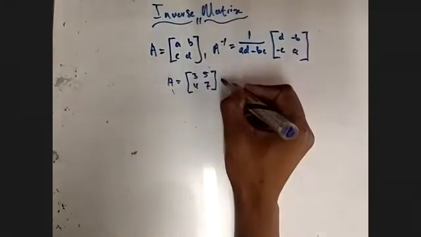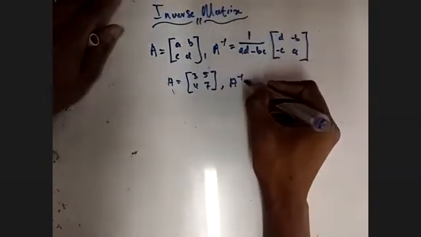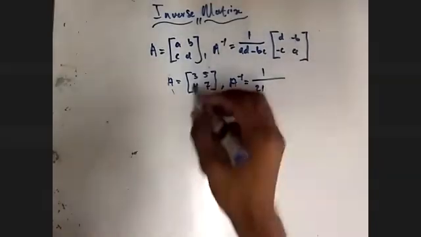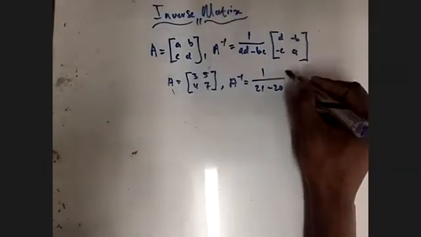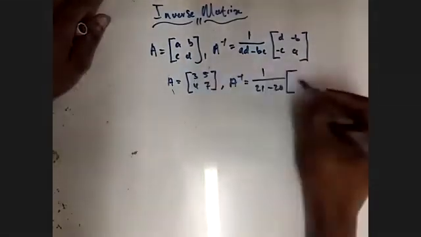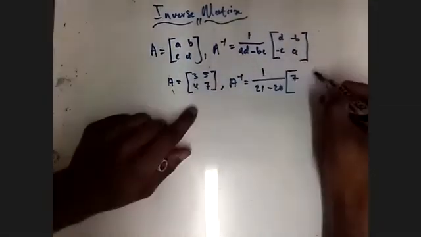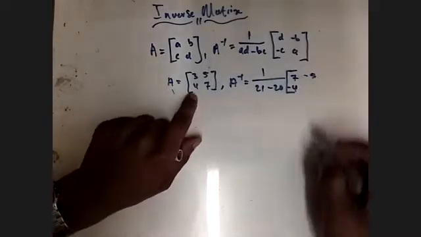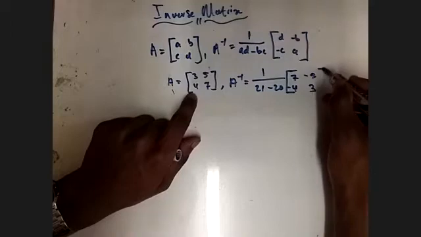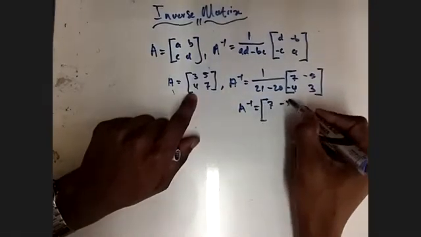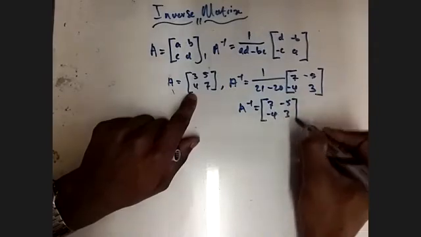This is from the textbook. Its inverse will be given by 1 over 3 times 7, which is 21, minus 4 times 5, which is 20. So that's just 1, so it's just 1 over 1. Our D value is 7, and then we leave our B alone and give it a negative value, and we leave this one alone, and we have our 3 here. So the solution A inverse is given by 7, -5, -4, 3.